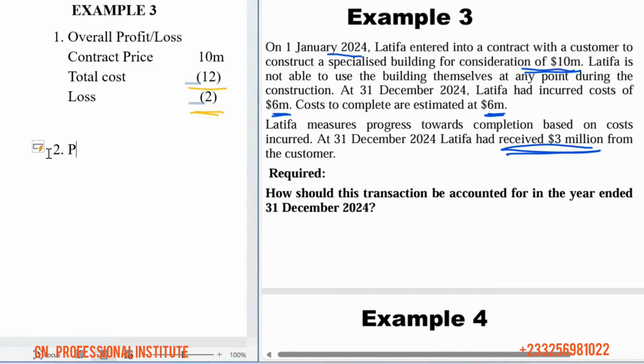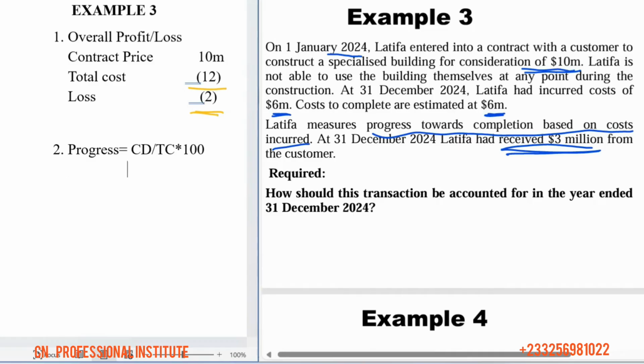Step 2, we measure the progress. How do we get the progress? Here, which method are they using? Latifa measures progress towards completion based on cost incurred. So immediately you say cost incurred, that is the input method. Okay, so the input method uses cost incurred. So with the input method, it is cost to date divided by total cost times 100. So what is our cost to date?